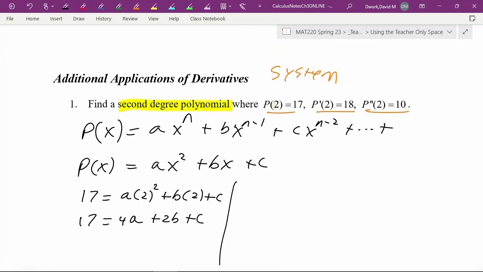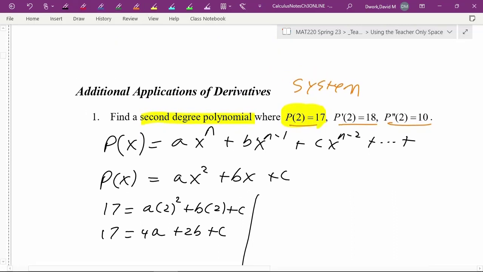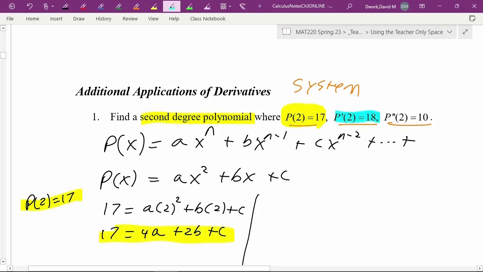Right, so our first piece of information was I know P of 2 equals 17. So that's what I subbed in to get this first equation. That's how we got this equation here. Okay, now our next piece of information, what do we know? P prime of 2 is equal to 18. So we're going to use P prime of 2 is equal to 18 on this next idea.